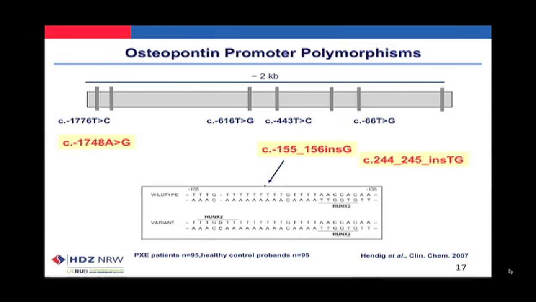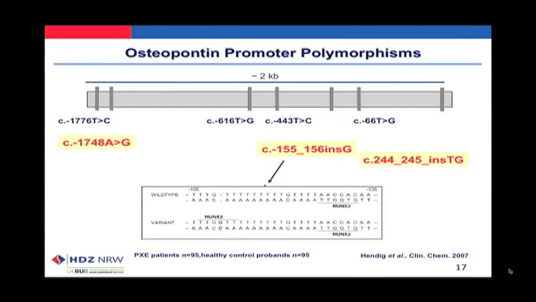As osteopontin is predominantly a transcriptionally regulated gene, and the promoter of osteopontin is highly conserved among humans and other animals, we looked at polymorphisms in this promoter region, which were known to affect the expression of osteopontin. We looked at several different sequence variants and genotyped PXE patients and healthy control probands, which were age and sex matched. What we found is that 3 of these variants appear to be significantly more common in PXE patients.